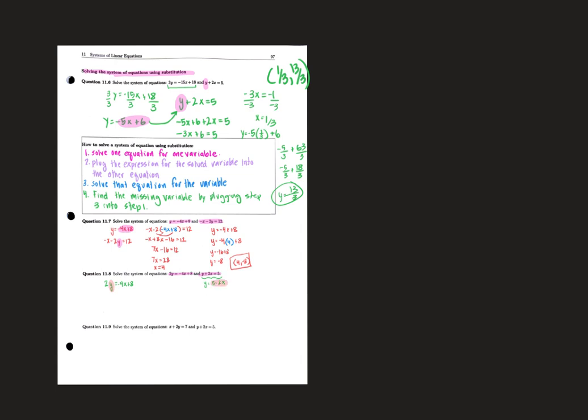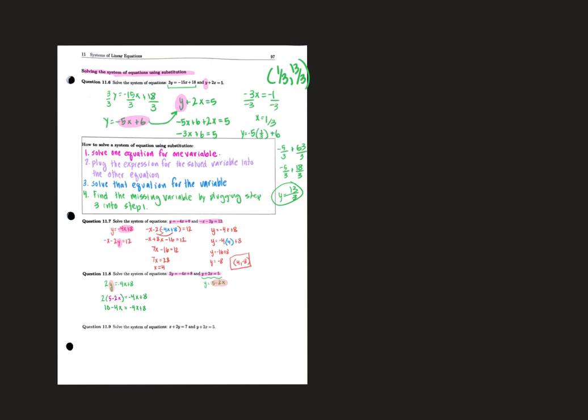So I'm going to go and replace that. So I've got 2 times my y, which is 5 minus 2x, equals negative 4x plus 8. And I have, after this, just a simple-ish linear equation that I can solve. So we got there. Oh, this is interesting.